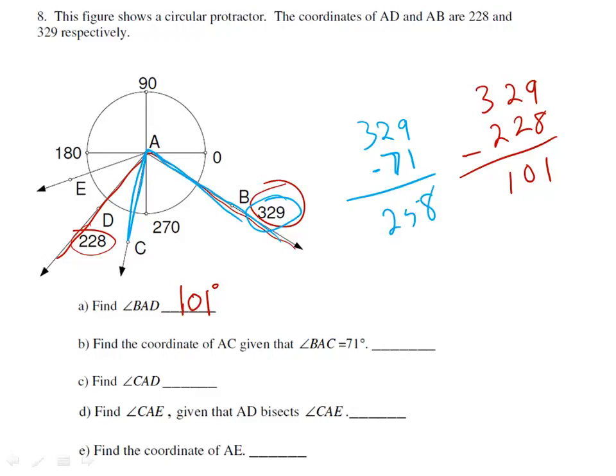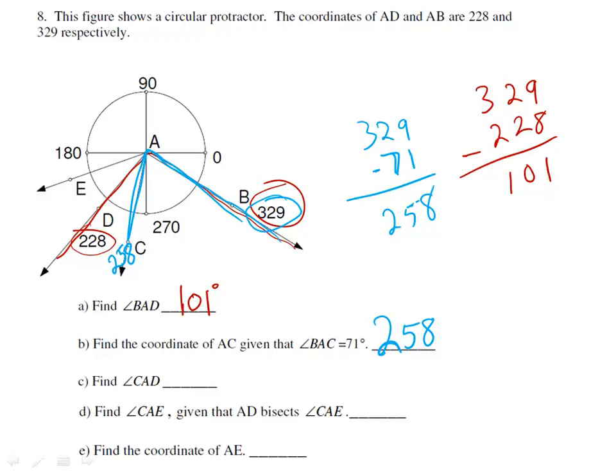Now, here's a tip for you. Don't just write it in the answer blank. Write it on your figure also, 258. And you can see that makes sense, because 258 is between 270 and 228. So we used the known angle measure, 71, subtracted it from the larger coordinate of the two rays, and came up with the answer for the other ray.